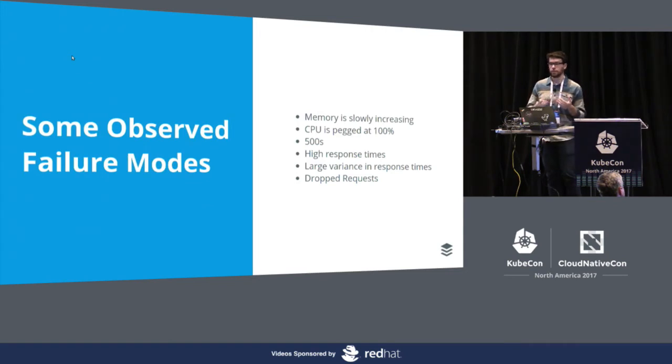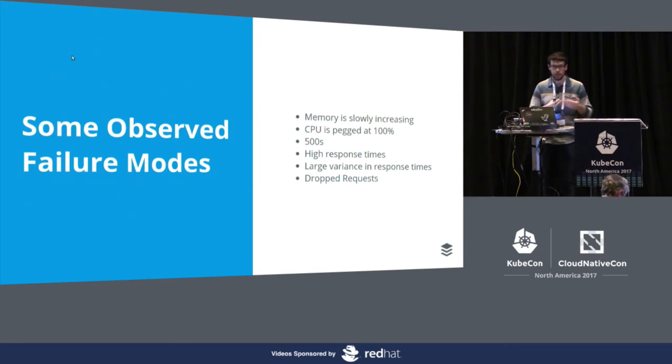So there are different failure modes that you can observe. One of them is where you've got a memory leak and memory slowly increasing, and then you end up with that sawtooth pattern that's familiar. Another one is the CPU is pegged at 100% even after you're running your load tests. Sometimes this will happen because maybe a queue's filled up, or maybe there's some process that just got hung.